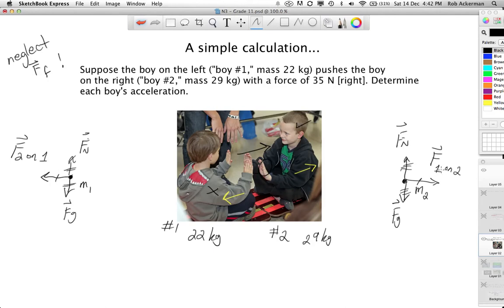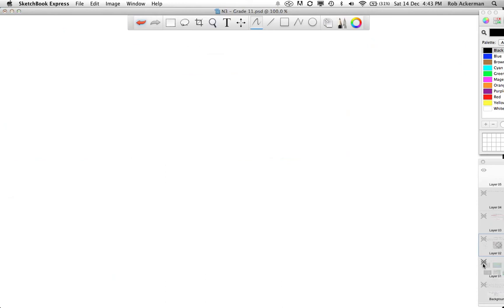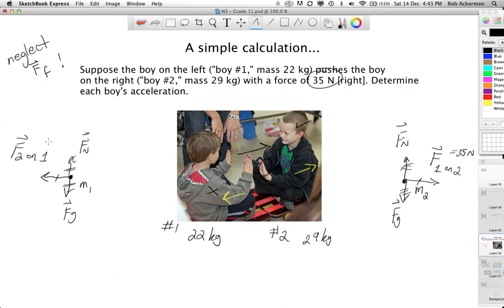Well, I've said that force 1 on 2 is going to be 35 newtons right, so I can put that in here, 35 newtons. But according to Newton's third law, which we wrote up here, equal in magnitude, we also know that the return force will be 35 newtons to the left. Now what do we do?